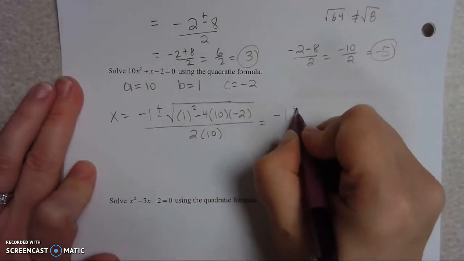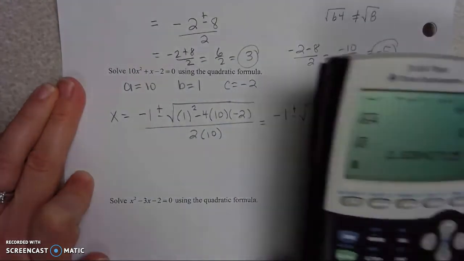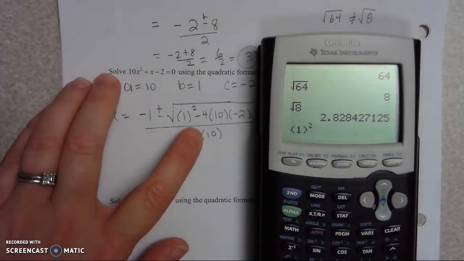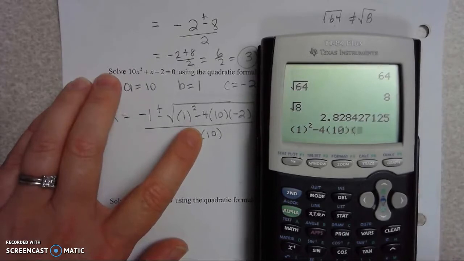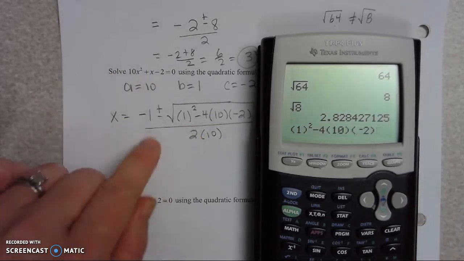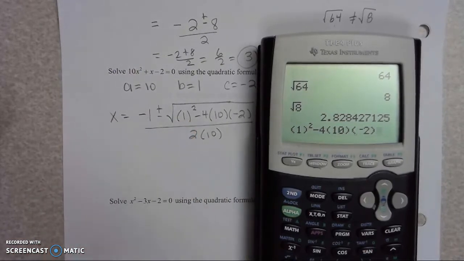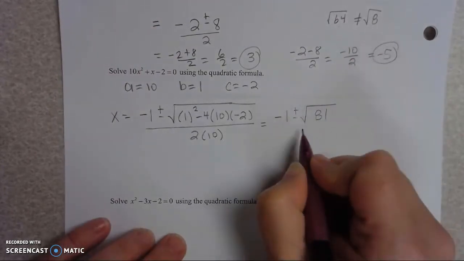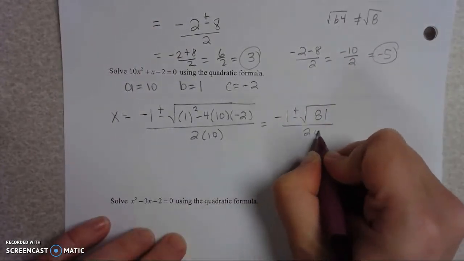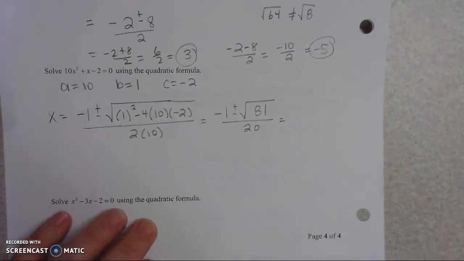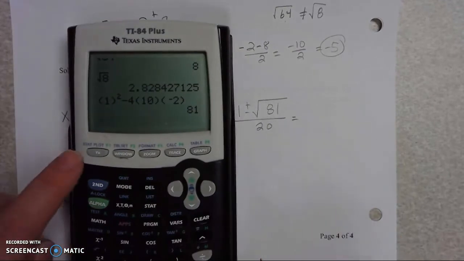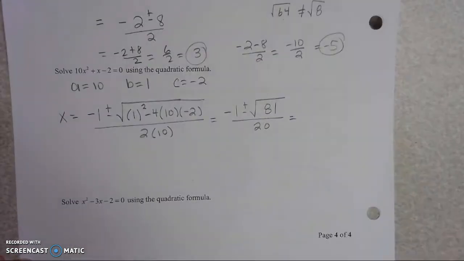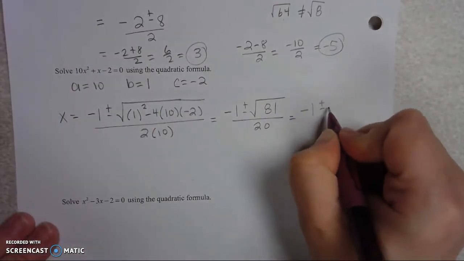So we'll say negative 1 plus or minus. Then using my calculator, I'll just type in what is under that radical sign: 1 squared minus 4 times 10 times negative 2. I type it in just like it looks there, and I get 81, all over 2 times 10, which is 20. Then I want to take the square root of 81. So I put that in my calculator, and notice I get 9. So negative 1 plus or minus 9.